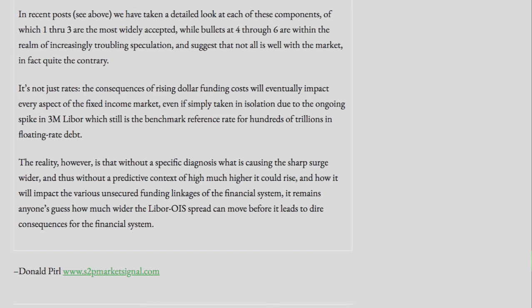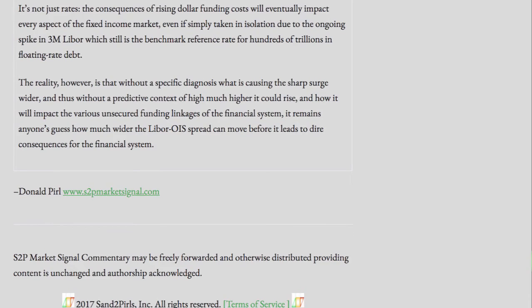It's not just rates. The consequences of rising dollar funding costs will eventually impact every aspect of the fixed income market, even if simply taken in isolation, due to the ongoing spike in 3M LIBOR, which still is the benchmark reference rate for hundreds of trillions in floating rate debt.